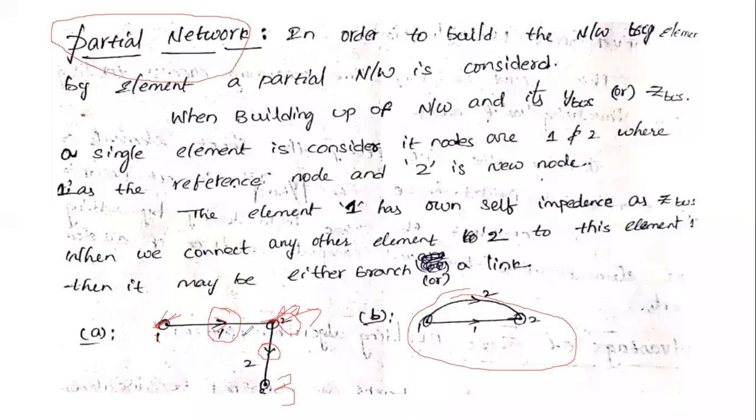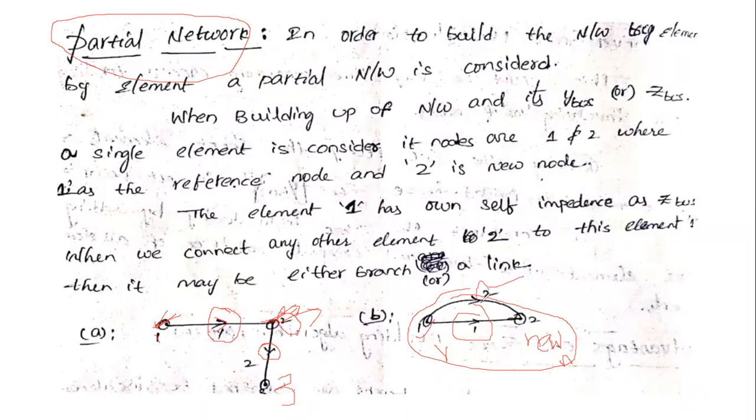First of all, this is figure A and this is figure B. In these figures also we have two elements, element 1 and element 2. First, element 1 is connected in between node 1 and node 2, taking node 1 as the reference node and node 2 as the new node. After that we add another element, element 2, which is also added in between node 1 and node 2.